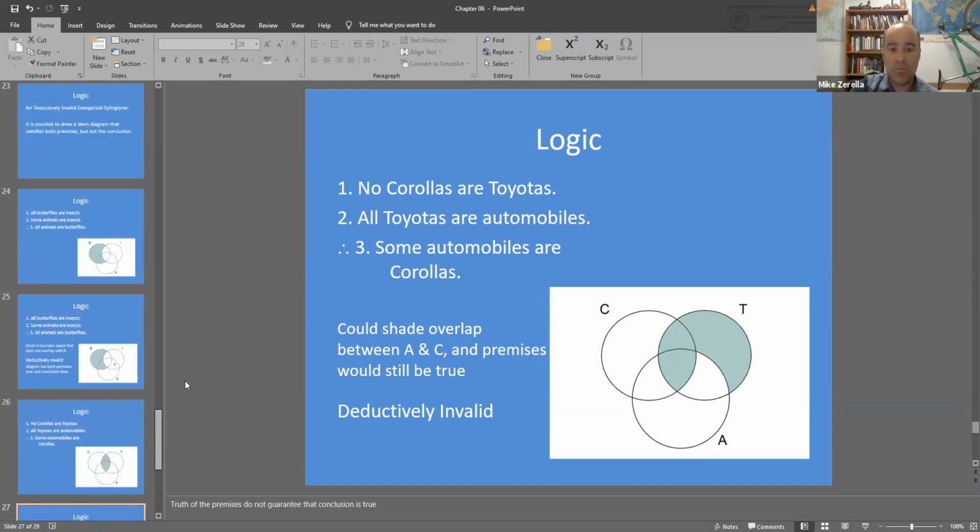And now when we get to the conclusion, some automobiles are Corollas. Well, we've got a bunch of the automobiles circle here that's available that's outside the Corollas circle. So an X could go into any of this area down here, which would make the conclusion be false. So we've got a Venn diagram. It's obviously possible to draw a Venn diagram where the premises are true, but the conclusion could be false. So this is a deductively invalid argument.